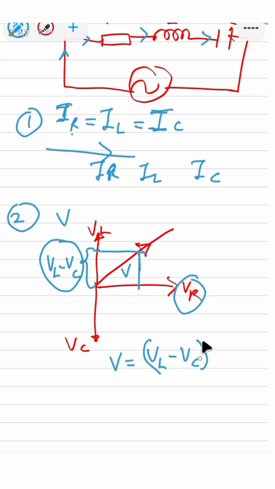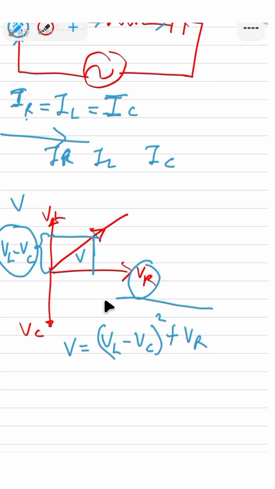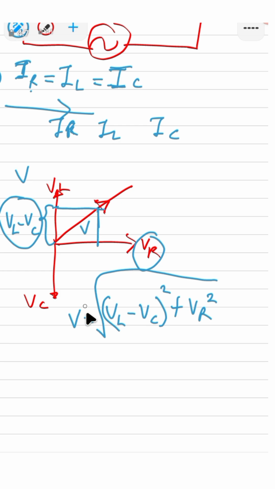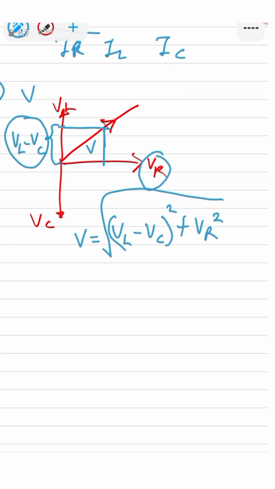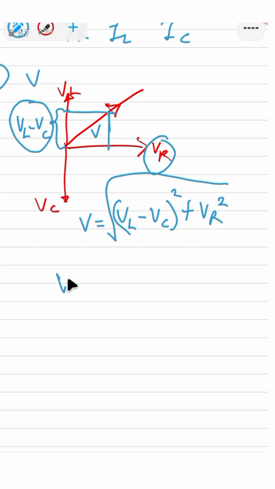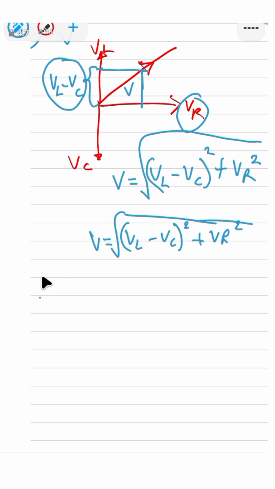So V now will be VL minus VC, square it, put plus your VR squared, then root everything. Don't forget to put square there. Okay. I hope you understand. Let me just write it again. V equals the square root of VL minus VC squared plus VR squared. Then that's number one. That's number two.